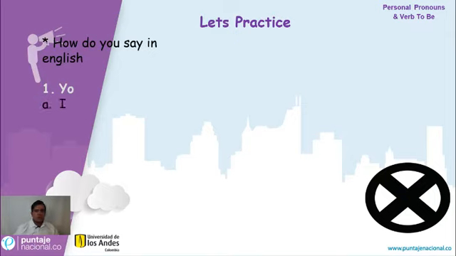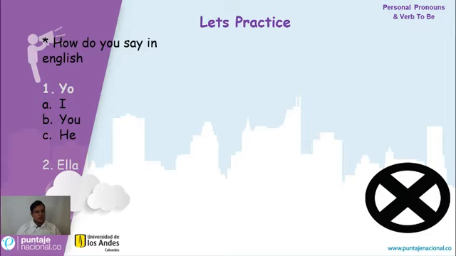The first one is yo. You have three choices. A is I, B is you, and C is he. You have to choose one. Okay, you got it. I think is enough.